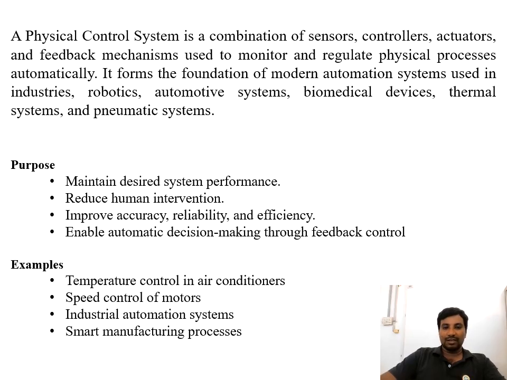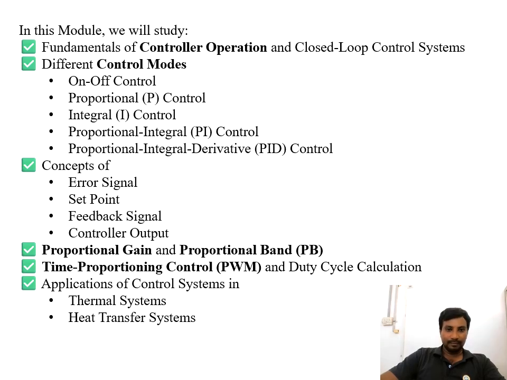The main purpose of this control system is to improve the system performance and to reduce human intervention, which obviously increases accuracy, reliability, and efficiency, and it also enables automatic decision making through the feedback controller. There are so many examples available. Here a few examples are listed: temperature control in air conditioners, speed control of motors, industrial automation systems, and smart manufacturing systems.